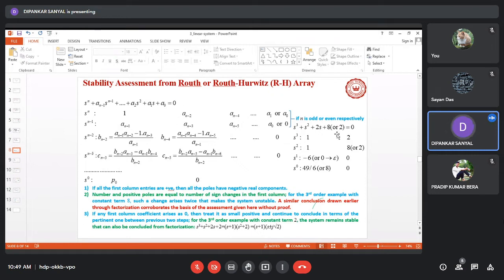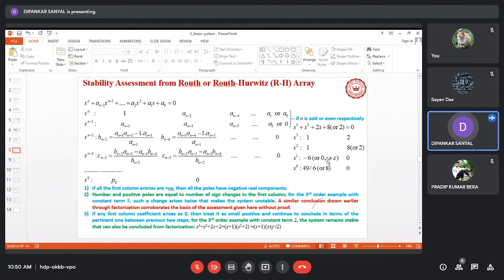As an example, we have considered the polynomial here. So here the first line coefficients will be this 1 and this 2, and the second line coefficients will be this 1 and either this 8 or 2. So when we have 1, 2 and 1, 8, then this coefficient of s^1 will be 1 into 2 minus 1 into 8, that is minus 6, divided by 1, that is minus 6. When we have 1, 2 and 1, 2, then 1 into 2 minus 1 into 2 will lead to a 0.